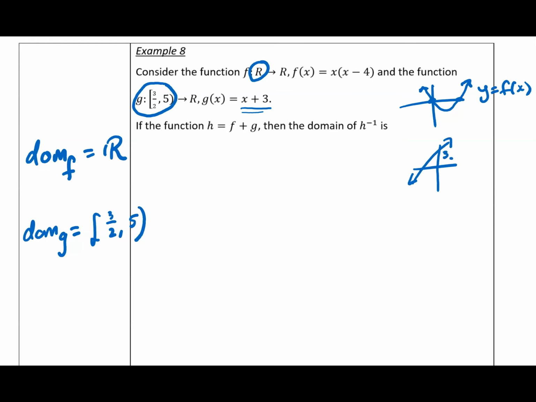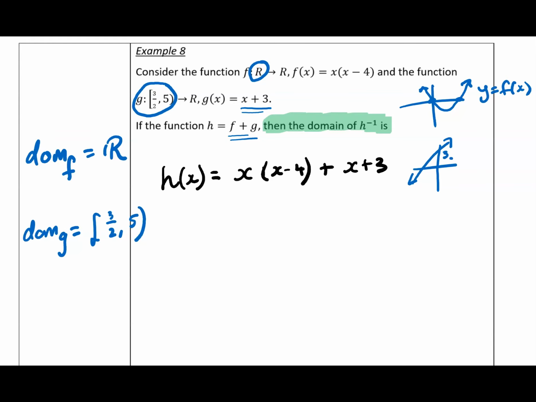If the function h is equal to f plus g, so let's try and define that function h. We say, okay, that's going to be f, x outside of x minus 4, plus g, which is x plus 3. Then the domain of h inverse is, so now we actually get to the question stem. The question stem is, what is the domain of inverse h? Well, let's have a closer look at h.